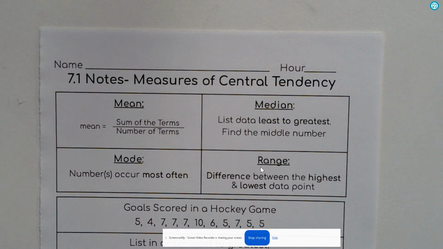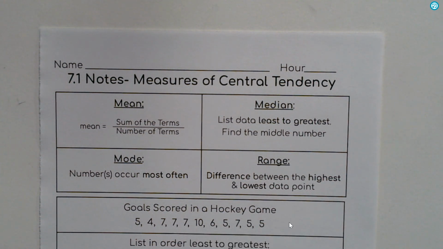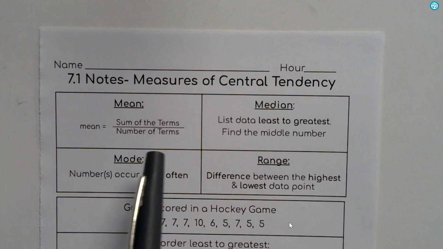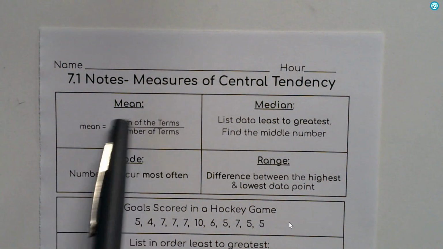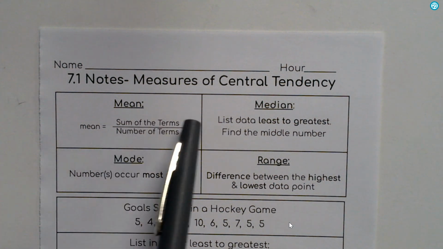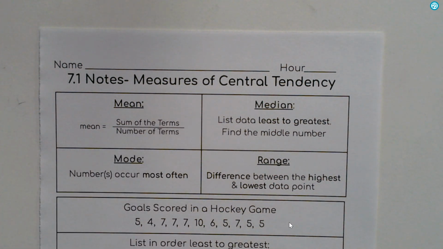Okay, today we are looking at measures of central tendency. We have three measures of central tendency that we are looking at for sets of data, sets of numbers. They are mean, median, and mode. Mean is the average of your numbers. So you add up your numbers, you find the sum of your terms, and then you divide it by the number of terms. So add them all up, divide by how many there are.